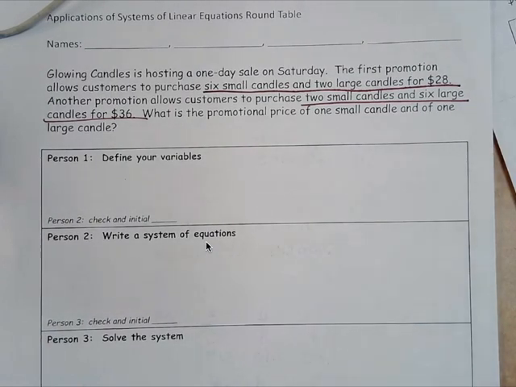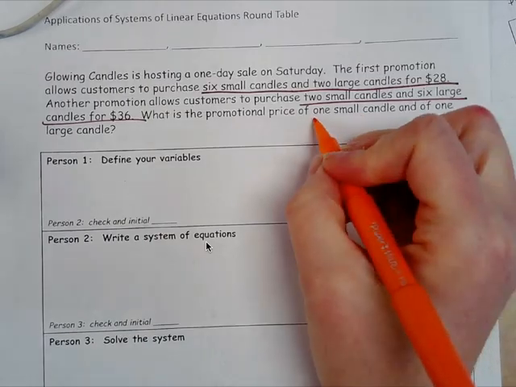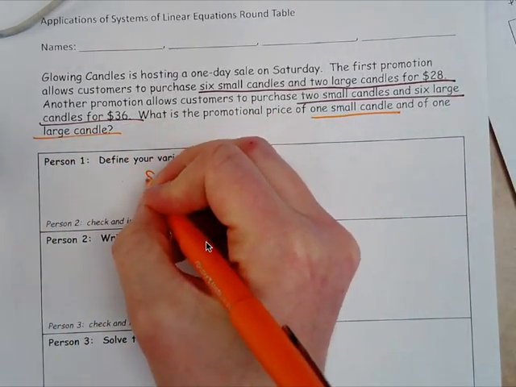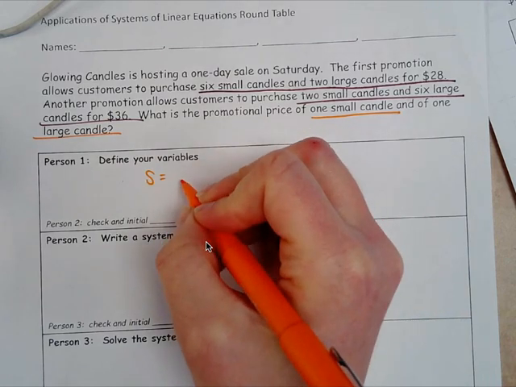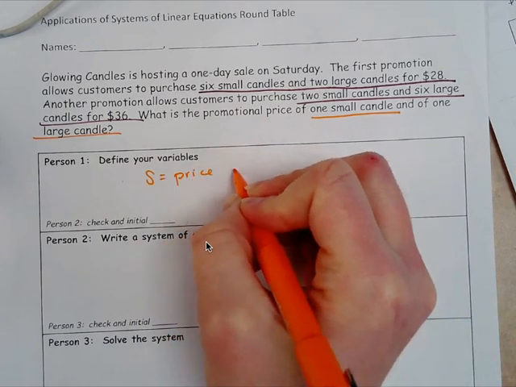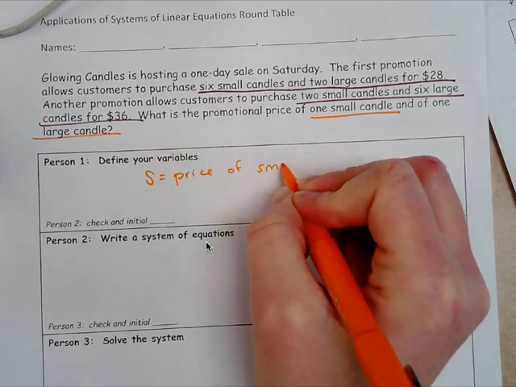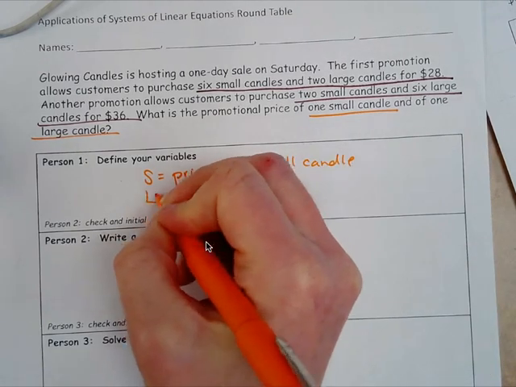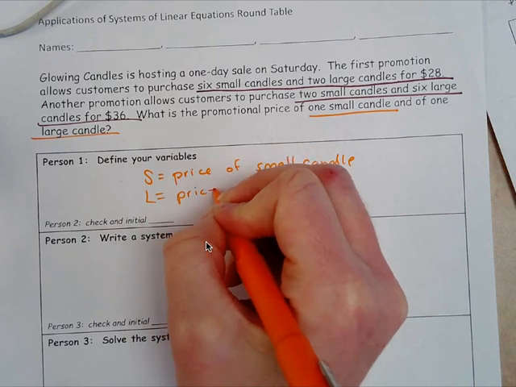Okay, so this tells us or asks us what's the price for one small and one large. So we can use S for price of small candle. And we can use L for price of large candle.